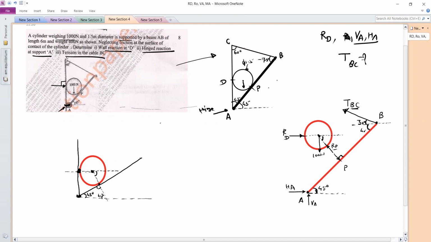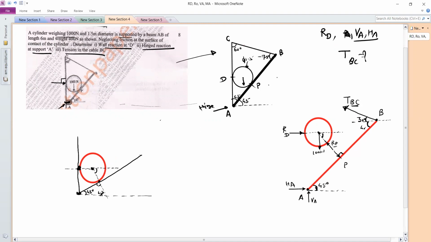So you can observe here, this angle is 45 degree. Okay, so this angle will be 45 degree because this is 90, and therefore this angle will be 45 degree. So here in the diagram, reaction RP is having the angle 45 degree with the x-axis. Now you can consider the free body diagram for the cylinder first and use the condition of equilibrium, or you can use Lami's theorem.